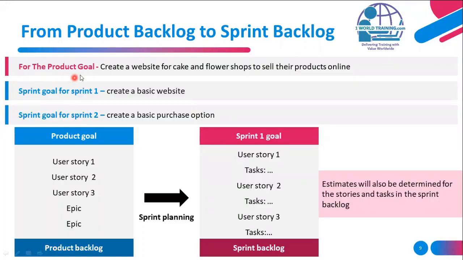So if you notice, the product goal here is the same: create a website for cake and flower shops to sell their products online. And items such as create a basic website and create a basic purchase option will be initially in the product backlog. And these are eventually being moved to the sprint backlog on priority.